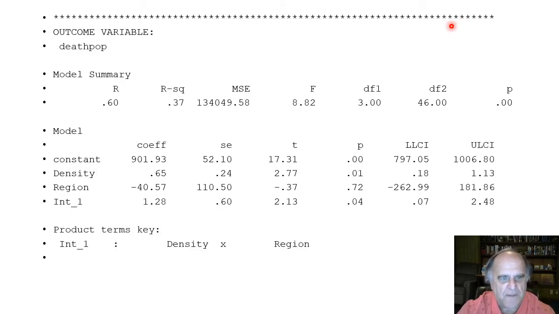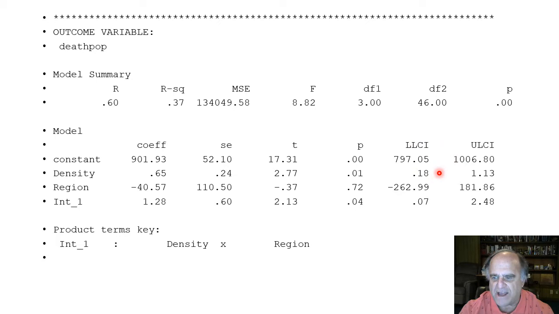You can see our model summary again, R equals 0.60, which is pretty good for psychology studies, although this really isn't a psychology study. It's more of an infectious disease study. Our R square is 0.37, which would say that 37% of the variance in COVID deaths is explained by this model. Again, at the state level, not at the individual level. Our p is significant, 0.00. When we look at the model, our constant is significant, but again, that doesn't matter a whole lot.